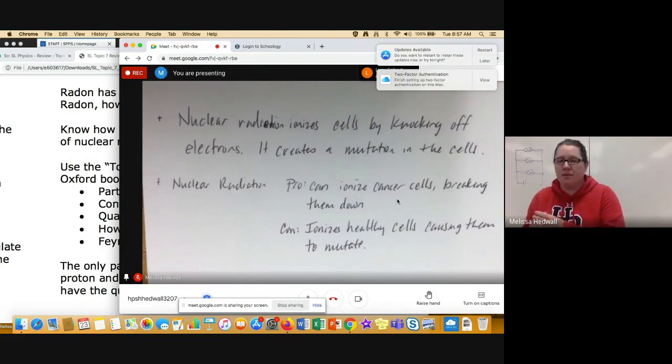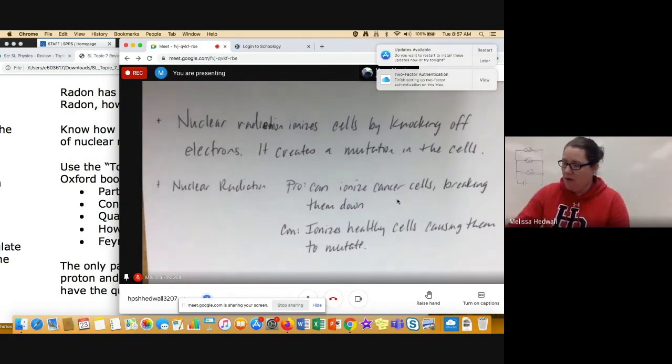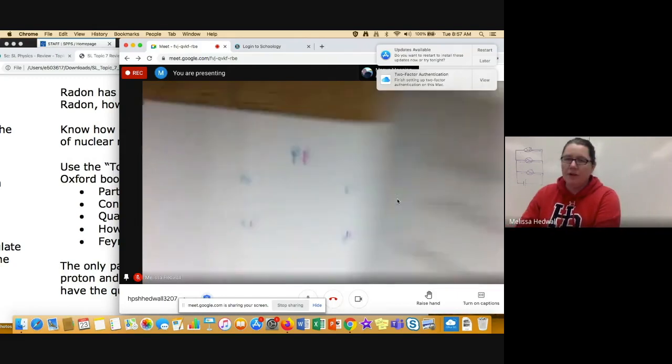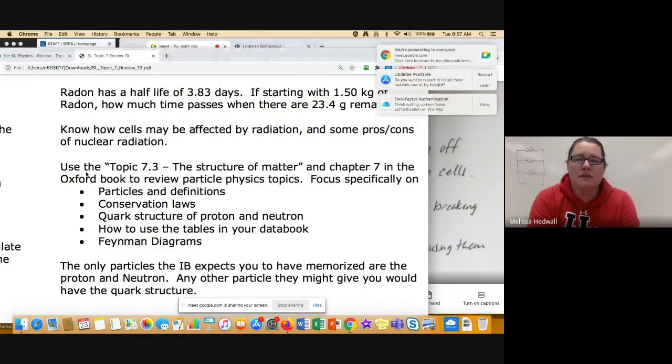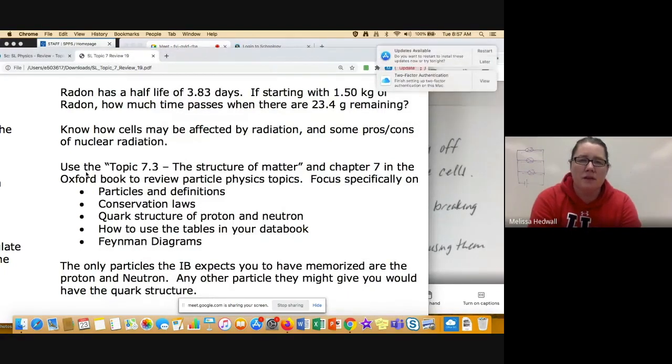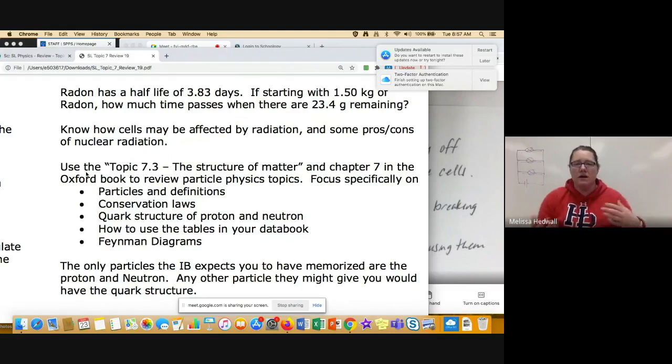All right. And then it just talks about going through some of the stuff. That's the last piece I have written here. It says, use the topic 7.3 structure of matter in chapter 7 in the Oxford book to review particle physics topics. So those pages that you did last week, you just did those. And so go through, look at those, figure out, again, just reviewing what happens and how each of those pieces work together.